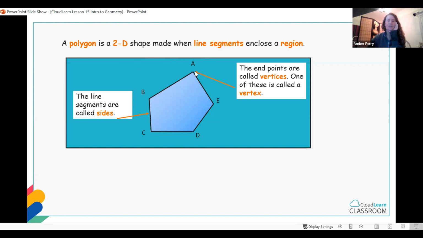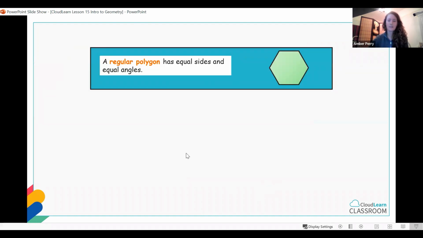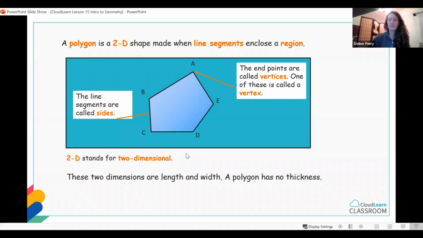Now, when 2 sides, 2 line segments meet at a corner, they form an angle. Okay, so mathematicians are very interested in angles in polygons. They find them very interesting. 2D stands for 2-dimensional. 2 dimensions are length and width. Okay, so there's no thickness, just like a piece of paper, essentially. Okay, so we're going to talk about the angles, but first of all, a bit more vocab today.